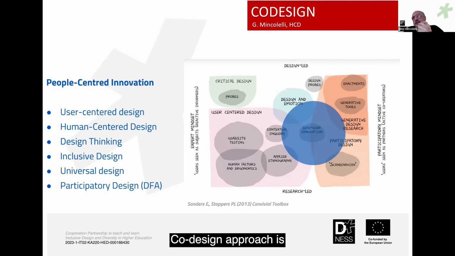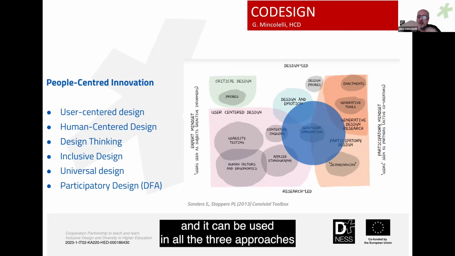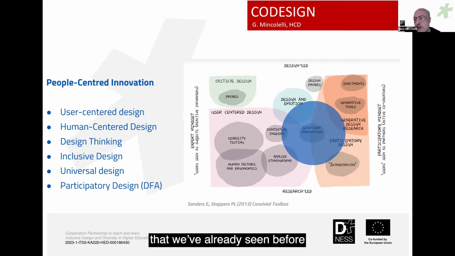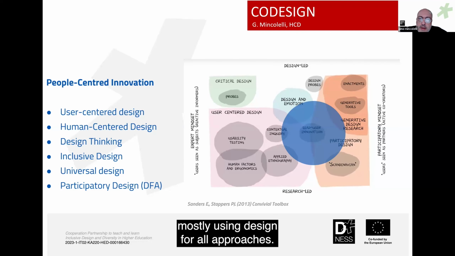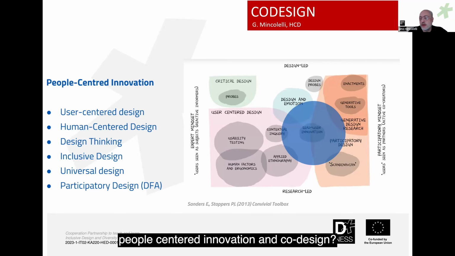Co-design approach is in the compass about human-centered design. Co-design is in the field of participatory design, and can be used in all the three approaches that we have seen before. It is mostly used in design for all approach. What is the reason for people-centered innovation, co-design?